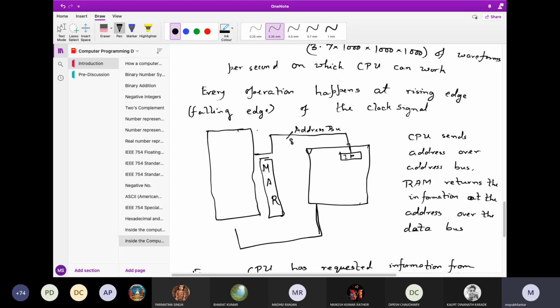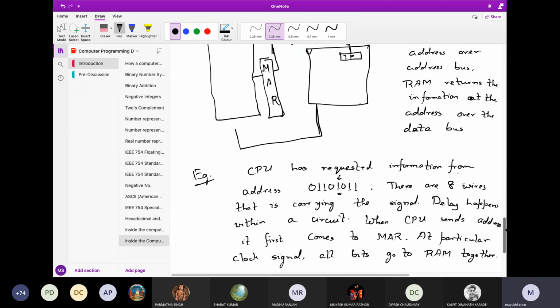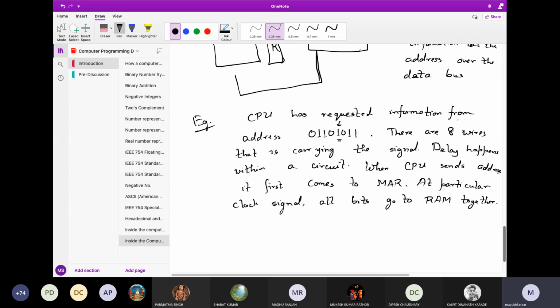Okay, so the address first comes to this. Now let me update this image a bit. The address comes to the memory address register, then from the memory address register it goes together to the RAM. It is just close to RAM, so no delay happens in any of the bits. All the bits can reach the RAM directly, safely. So this is how information is synchronized within a computer, and that's why everything happens so perfectly within a computer, just because everything happens at one particular instant of the clock signal. Is it clear?